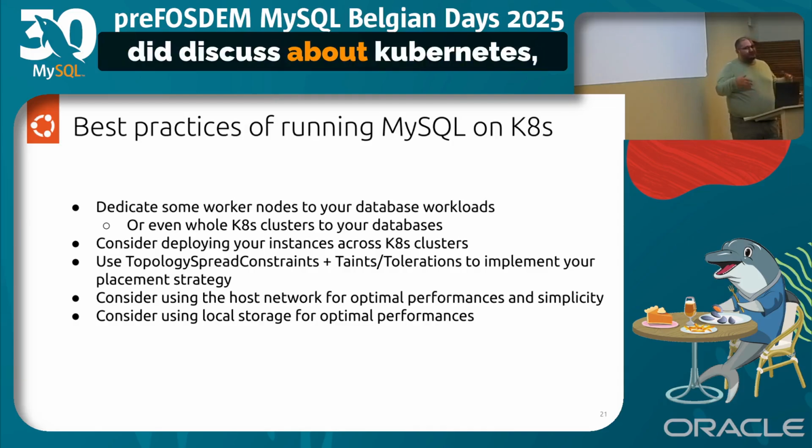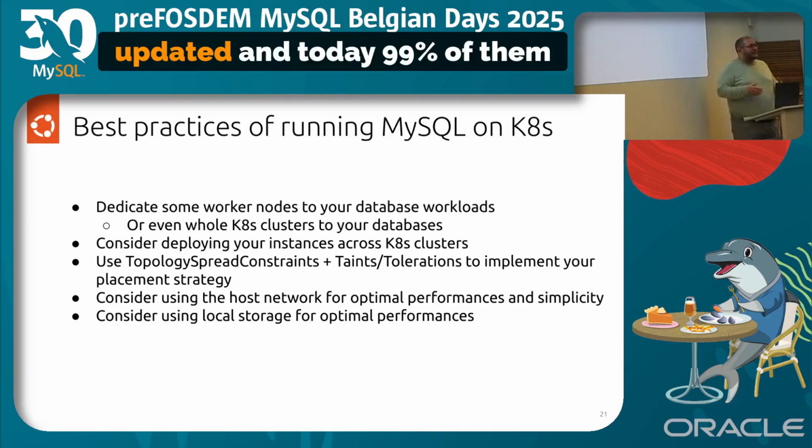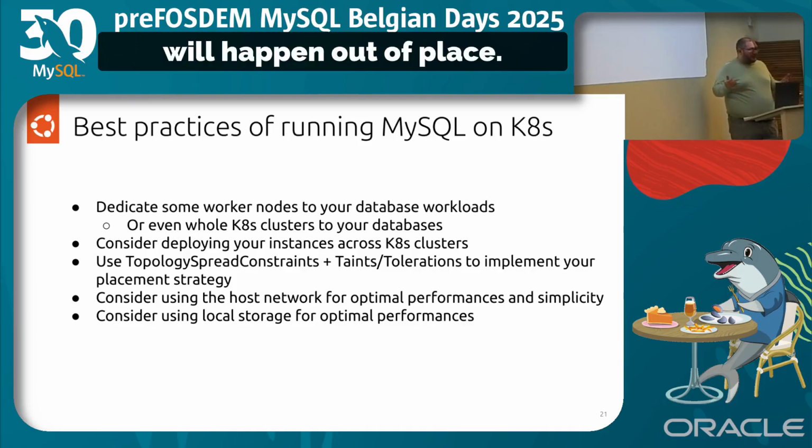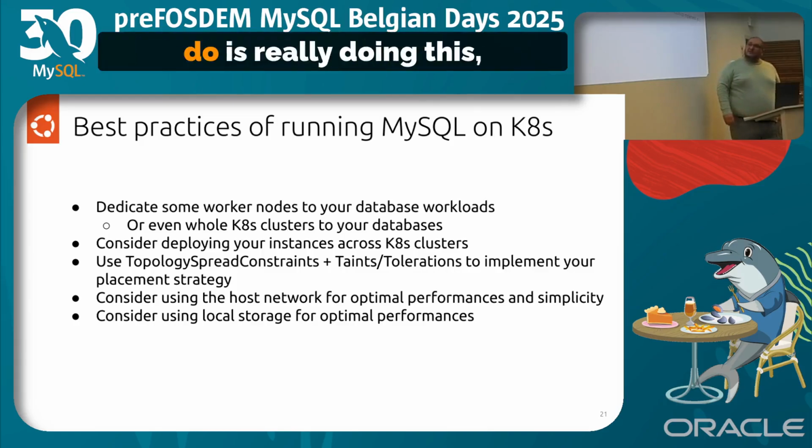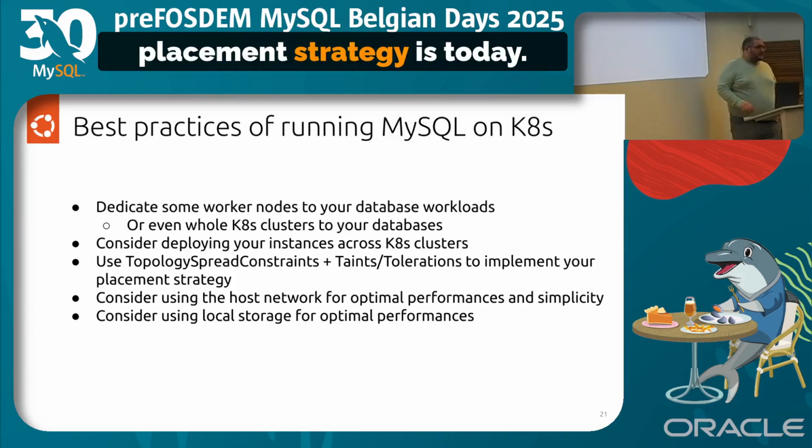again because of the reason we discussed: Kubernetes clusters will end up being updated, and today 99% of them will be updated out of place. What you do in that case with your databases is still a big question mark. Today, the best thing you can do is use topology spread constraints and taints and tolerations to implement whatever your placement strategy is. Today, there is no better method.